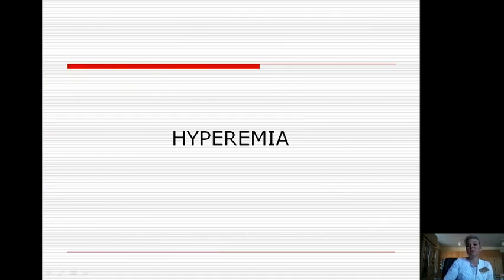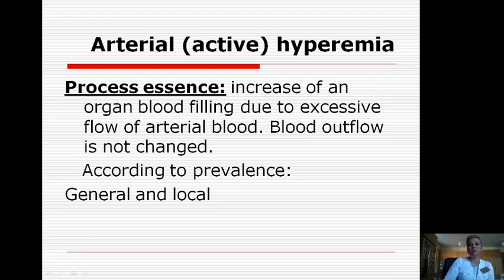And first, information about hyperemia. There are two groups of hyperemia, arterial or active, and passive or venous hyperemia. First, information about arterial or active hyperemia. Definition: arterial hyperemia is increase of an organ blood filling due to excessive flow of arterial blood. Blood outflow is not changed.